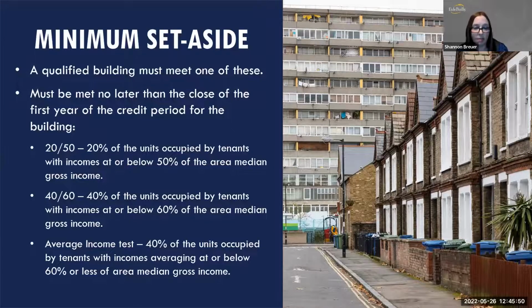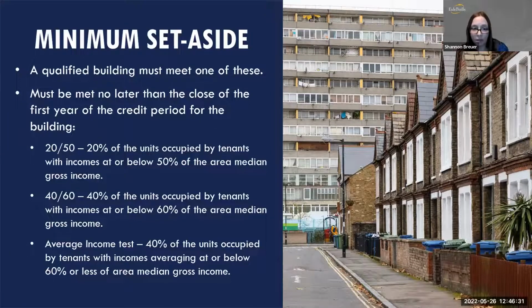And the 40-60 test, similarly, means that at least 40% of the residential units will be rent restricted and occupied by tenants whose gross income is 60% or less of the area median gross income. And then the average income test requires at least 40% of the units to be rent restricted and occupied by tenants whose gross income averages 60% or less of the area median gross income. So it's important to note that this test must be met by the close of the first year of the credit period for the building, meaning that these units must be occupied by qualifying tenants.